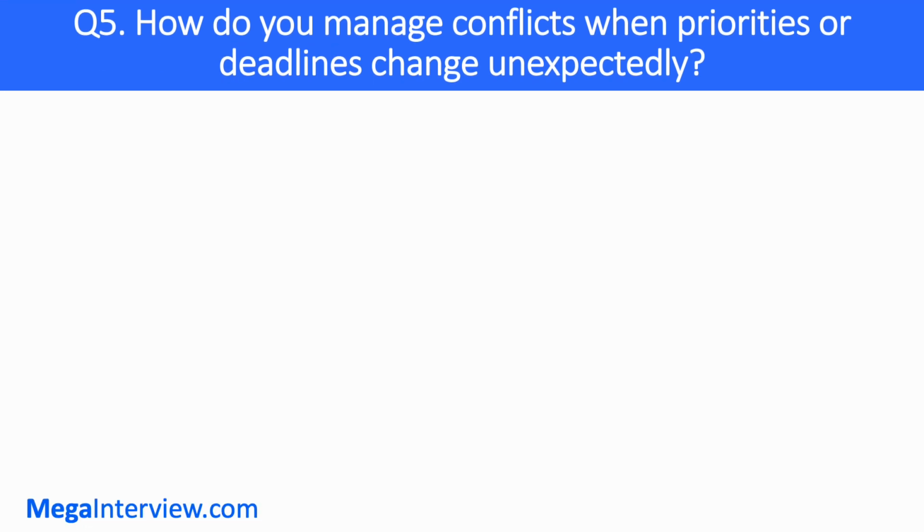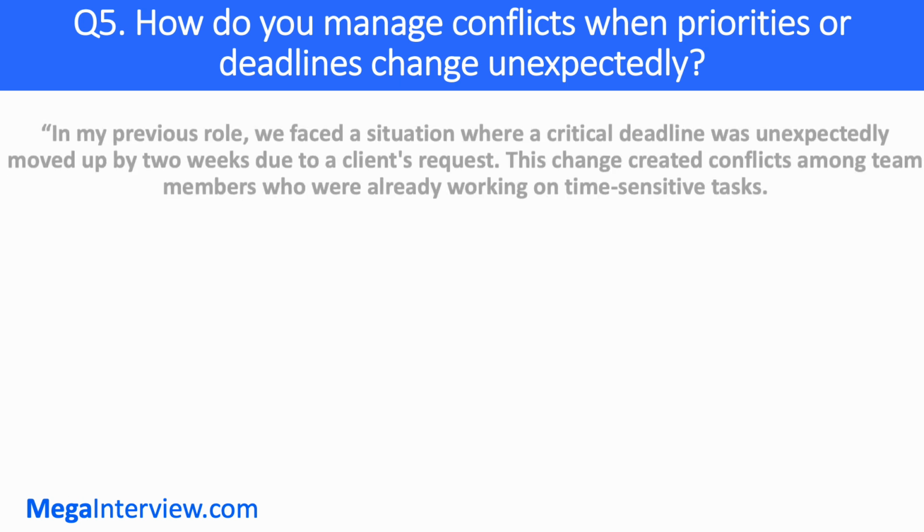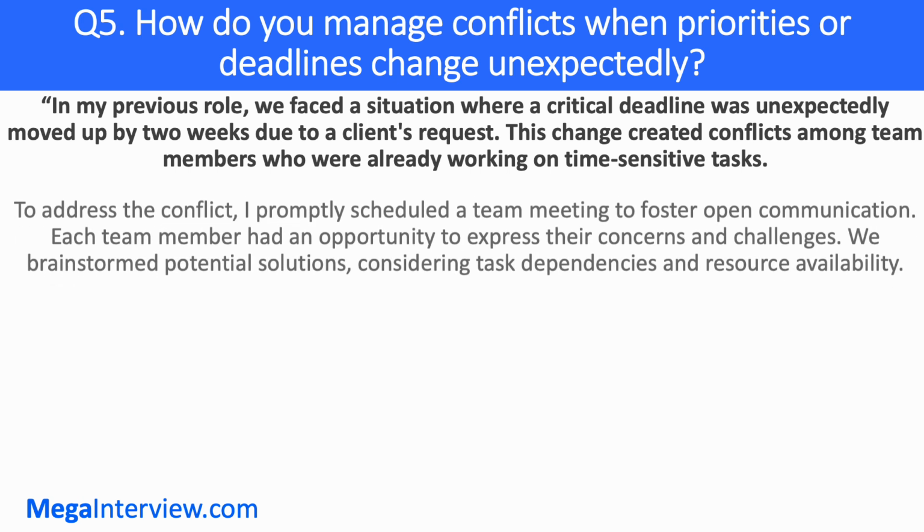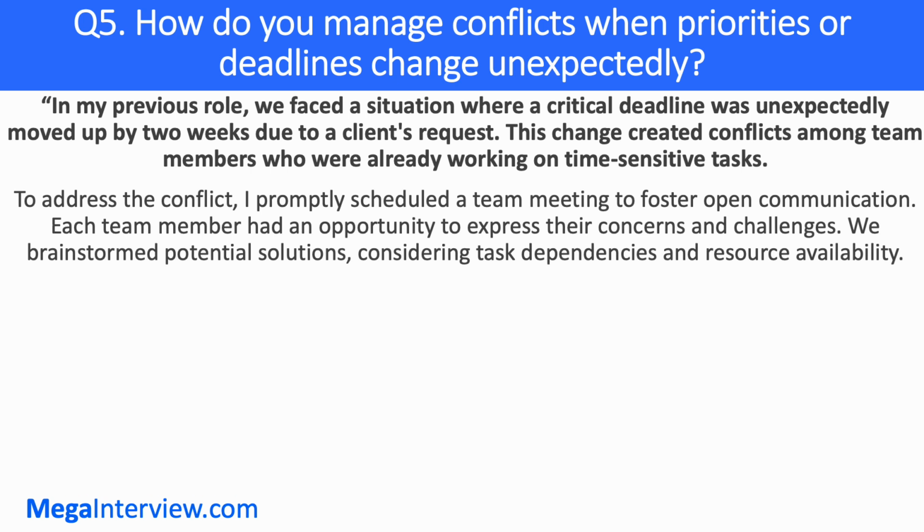How do you manage conflicts when priorities or deadlines change unexpectedly? In my previous role, we faced a situation where a critical deadline was unexpectedly moved up by 2 weeks due to a client's request. This change created conflicts among team members who were already working on time-sensitive tasks. To address the conflict, I promptly scheduled a team meeting to foster open communication. Each team member had an opportunity to express their concerns and challenges.